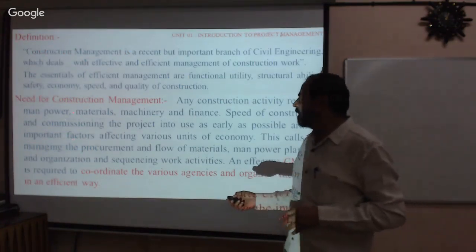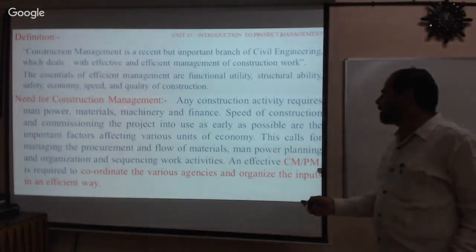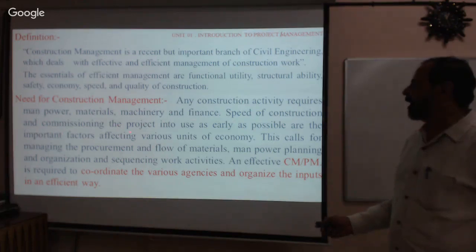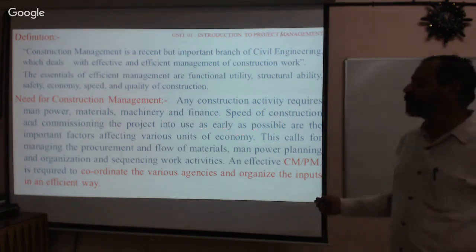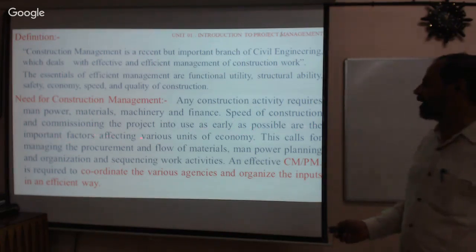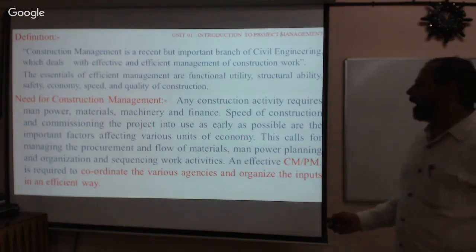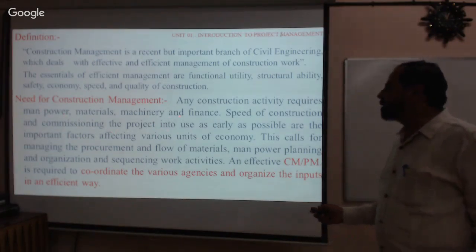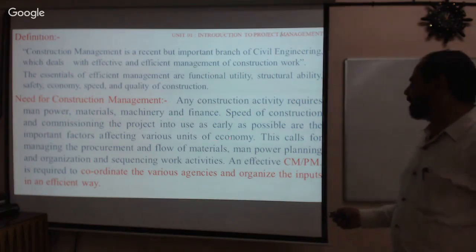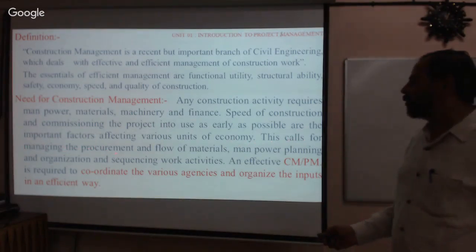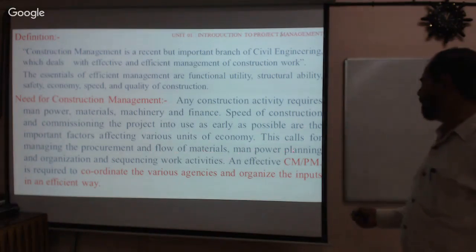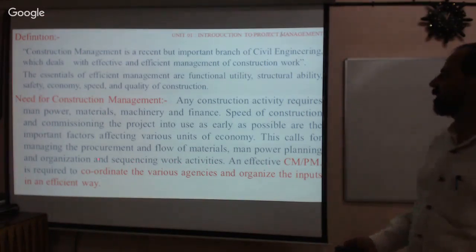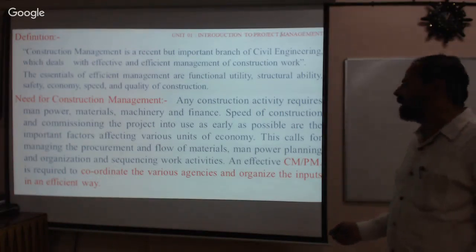And you know, the need for construction management: any construction activity requires manpower, material, machinery, and finance. The speed of construction, and commissioning the project into use as early as possible, are important factors affecting various units of the economy. Now please remember, the project should be put into use as early as possible. That is the primary objective of construction management. This calls for managing the procurement and flow of materials, manpower planning, and organization and sequencing of work activities. Effective construction management is required to coordinate various agencies and organize the inputs, isn't it?